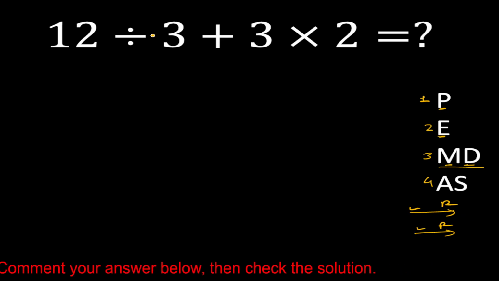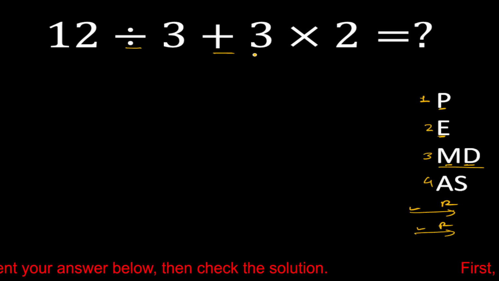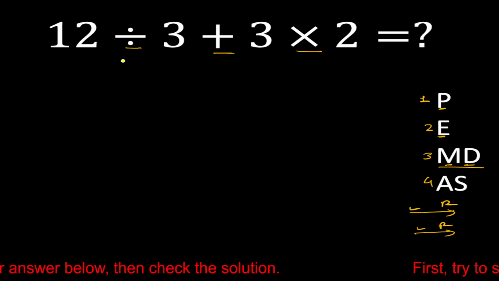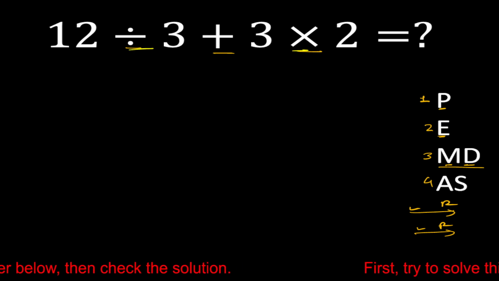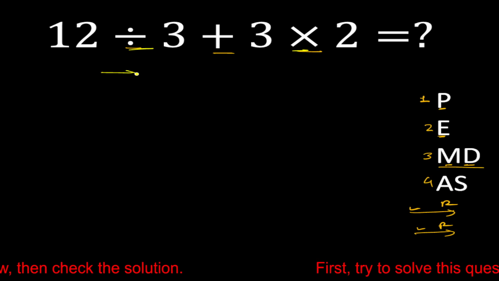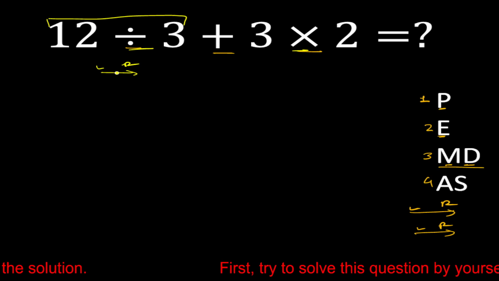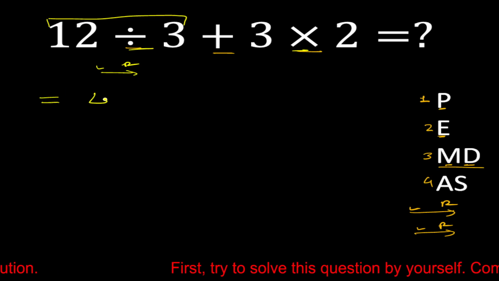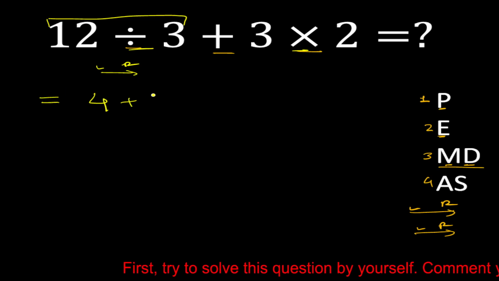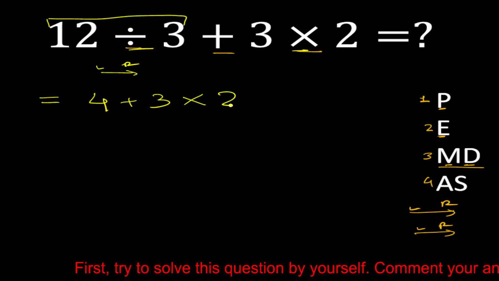Okay, this question has one division, one addition and one multiplication. Multiplication and division both have equal priority, so we have to solve it from left to right. First we have to solve this division. 12 divided by 3 is equal to 4, plus 3 multiply 2.